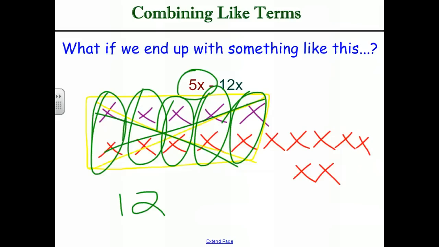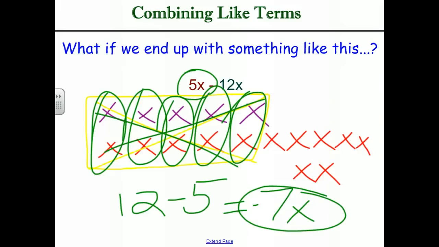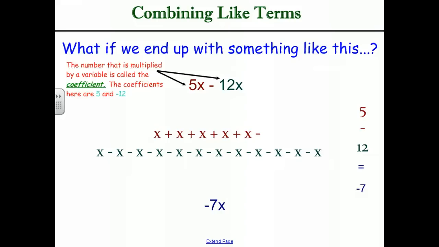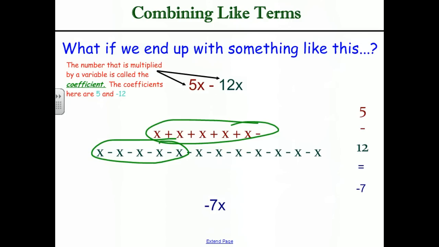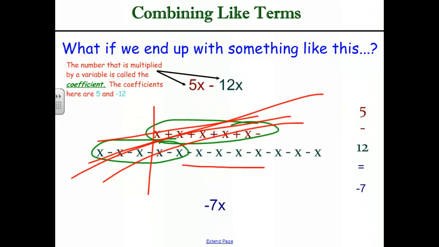Well, we're left with 12, because that's our biggest number, minus the 5 that we canceled for it, and we're left with 7 x's. But it's not 7 x's, because these are x's that are being subtracted. It is then negative 7 x's, or more properly, the opposite of 7x, because x could be negative. So looking at that in a bit simpler form, we have x 5 times minus x 12 times. That gives us these 5 canceled with these 5. Get them out of here, and we're left with just our negative 7 x's, or the opposite of 7x.